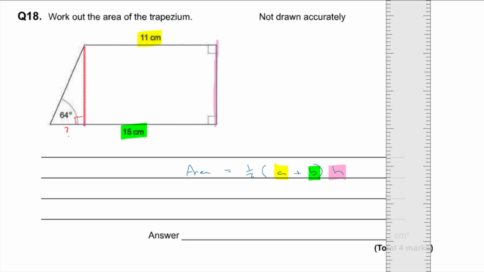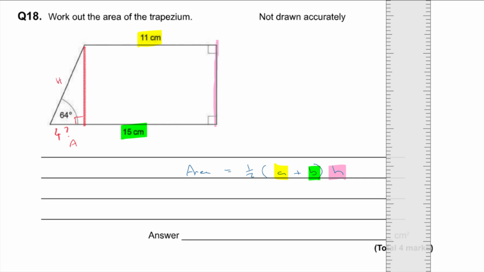Because it's a right angle over here, and I know that's 11 and that's 15, then this bit here must be the difference between 15 and 11. It must be 4, mustn't it? Okay, so that length there is 4. Now that is the adjacent. This is the hypotenuse, that's the slant height.